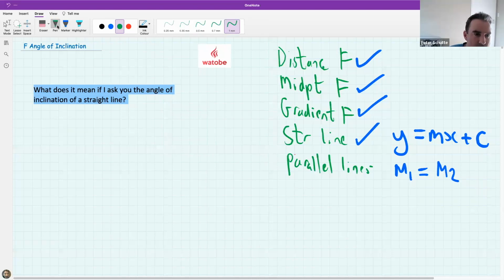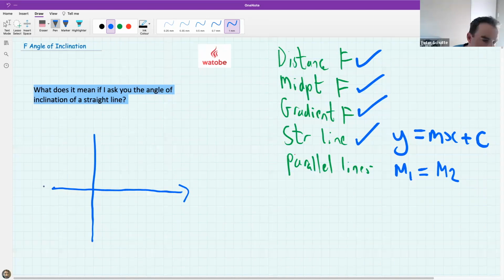Okay, so today we are going to talk about something new called the angle of inclination, and we're going to combine it with a bit of trigonometry. So first of all, let's understand what the angle of inclination is. I'm going to draw my Cartesian plane first, with my x-intercept and my y-intercept. And then I'm going to draw a straight line.